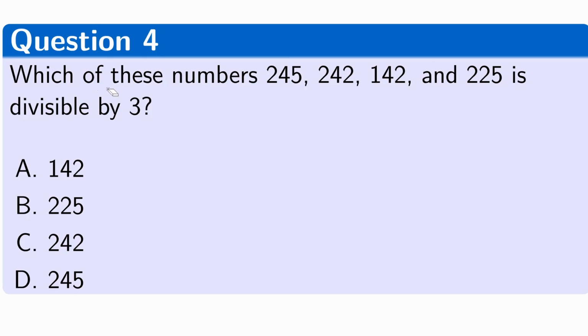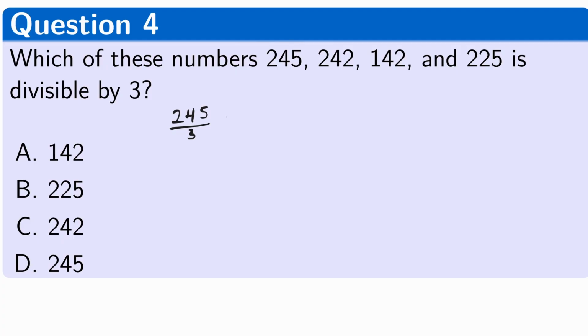Question 4. Which of these numbers, 245, 242, 142, and 225, is divisible by 3? So what this question means is that which of these numbers, when divided by 3, gives a remainder of 0? So now let's divide these by 3 and see what we're going to have.